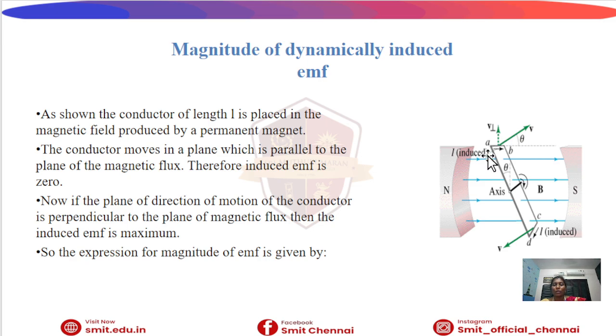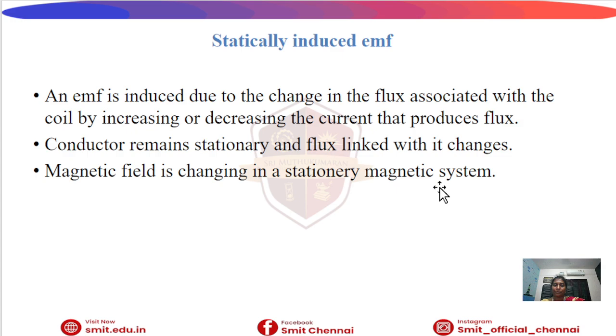In case two, what will happen? The conductor moves perpendicular to the magnetic field, the maximum flux will be cut, so maximum EMF is induced. So this is how the magnetic field gets cut. Here B is the magnetic flux density, L is the length of the conductor, V is the velocity, and theta is the angle between the motion and the flux.